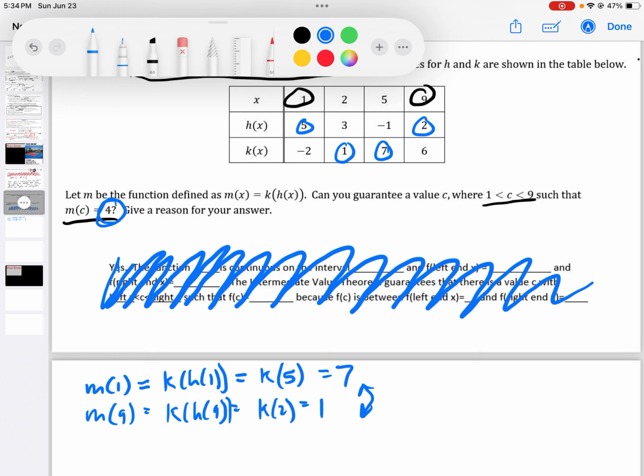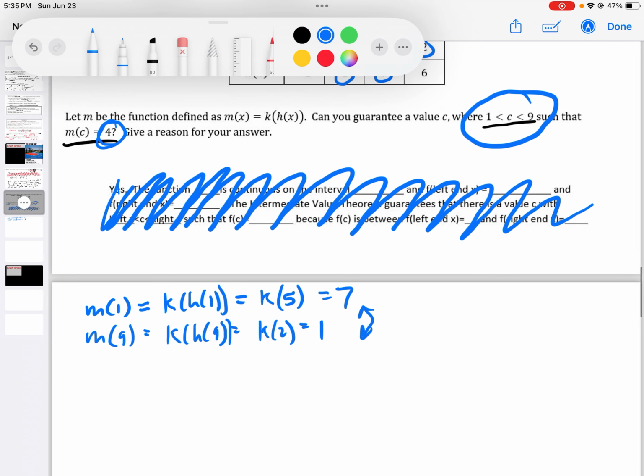What's the question asking for? 4? Yeah, because 4 is in between the y values of 7 and 1. So yeah, we know the IVT guarantees there is going to be some value of x in between 1 and 9 that would give you m of that x equal to 4. All right, so give a reason for your answer.